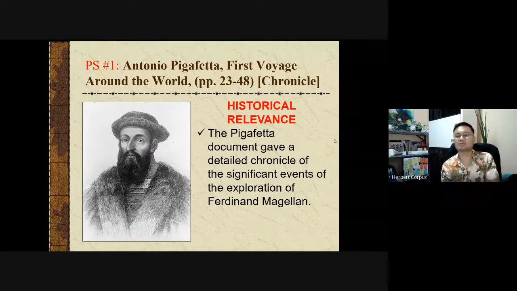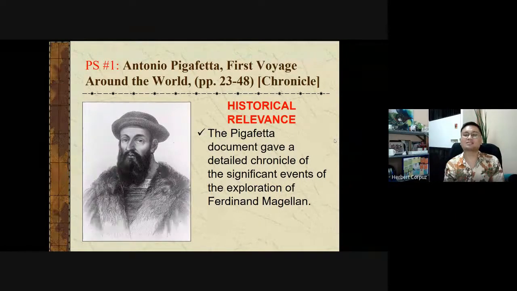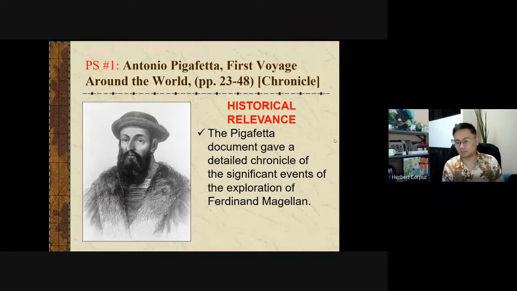So we proceed now to the historical relevance of this document. The Pigafetta document gave a detailed chronicle of the significant events of the exploration of Ferdinand Magellan. Okay, tama naman yun. The chronicle is an evidence that the world is round, that the world is not flat.